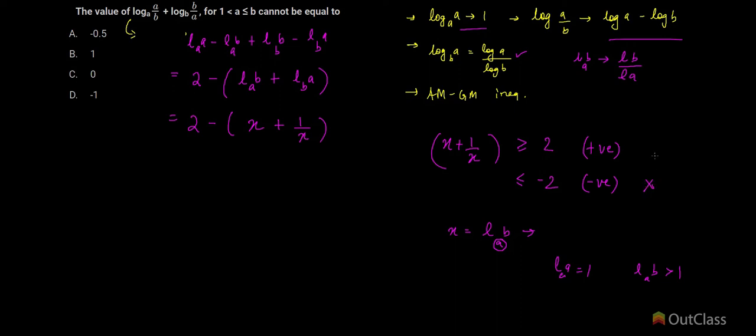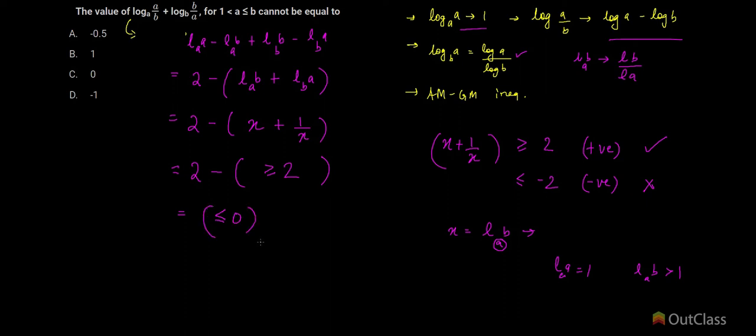This is not what is happening. This is what is happening. Your log b to the base a is going to be greater than or equal to 1, and you will end up with 2 minus a quantity which is greater than or equal to 2. This is not standard notation, but you will understand what I'm writing here. 2 minus a quantity greater than or equal to 2, which will leave you with a quantity less than or equal to 0.